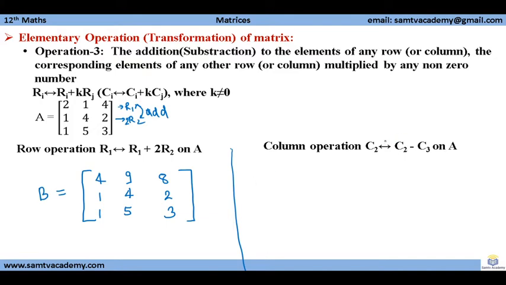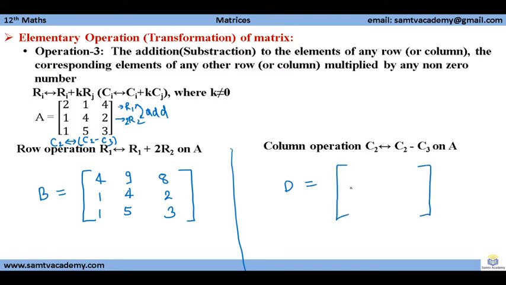Similarly, we have to do the operation in C2, that is, C2 is replaced with C2 minus C3. So here this is C2 and this is C3. We have to replace C2 with the value of C2 minus C3. So if we call that matrix D, it will become like this.